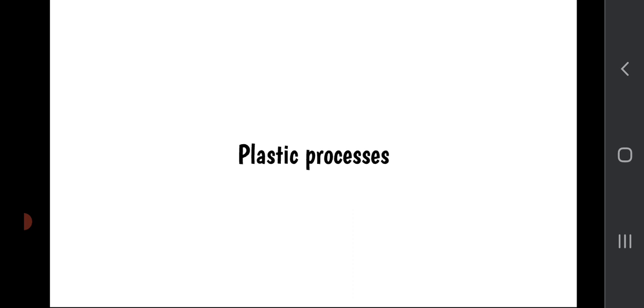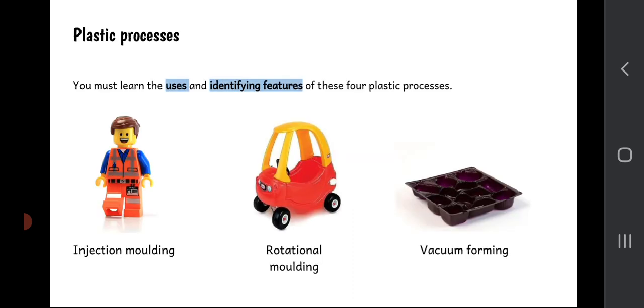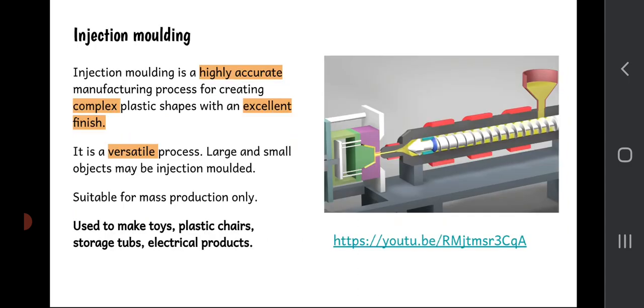Let's look at plastic processes then. We've got 3 of these to cover: injection moulding, vacuum forming and rotational moulding. Let's start off by looking at injection moulding. This is almost identical to die casting. In die casting it's hot metal, and in injection moulding it's hot plastic that gets squeezed into the mould.